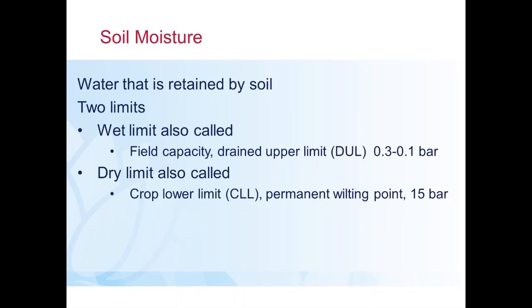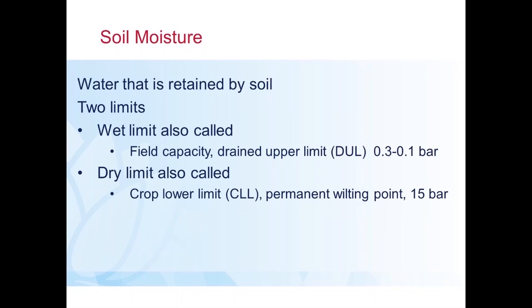And then in the laboratory, again similar to the wet limit, you apply a pressure in a pressure cell, and that pressure is 15 bar. They're all quite similar but different concepts, but they're all trying to give an idea of what level of soil moisture is the lower point at which plants can no longer use soil moisture effectively. So that defines the bucket.